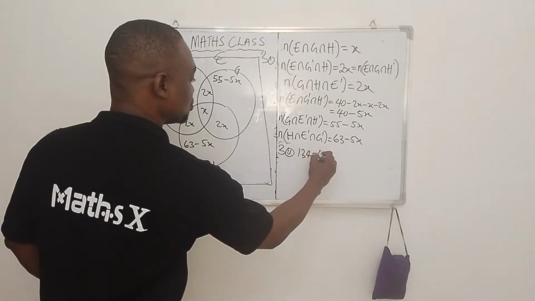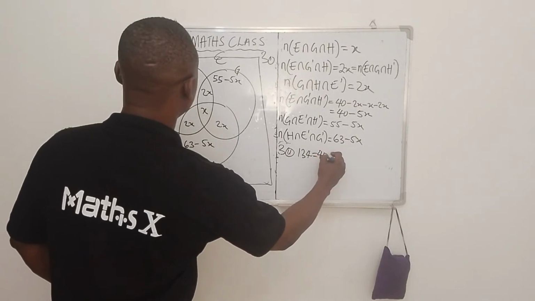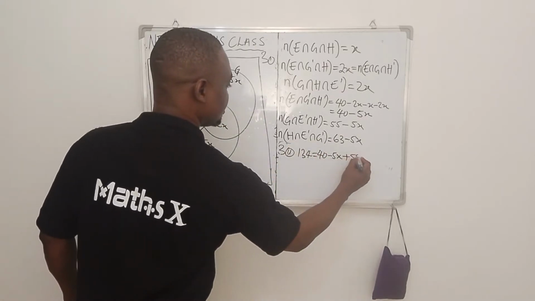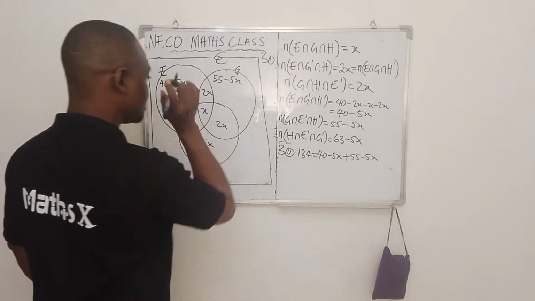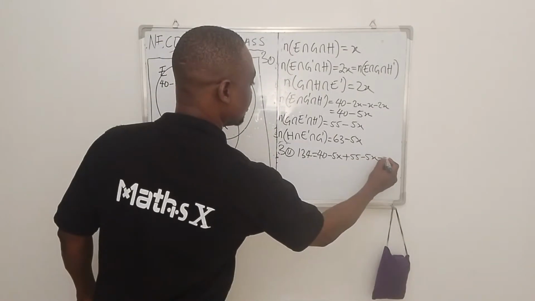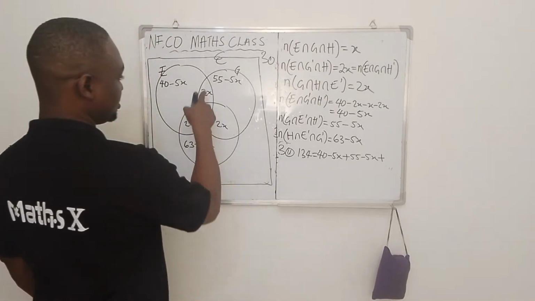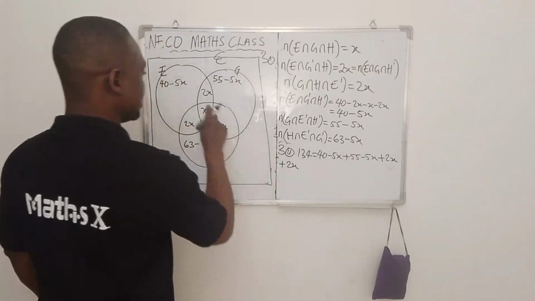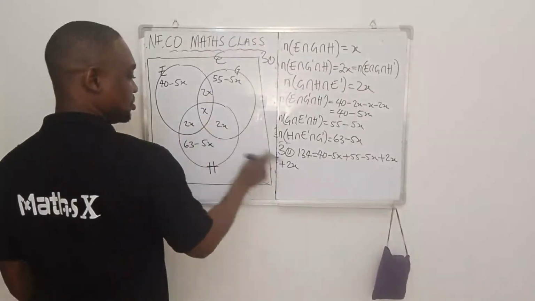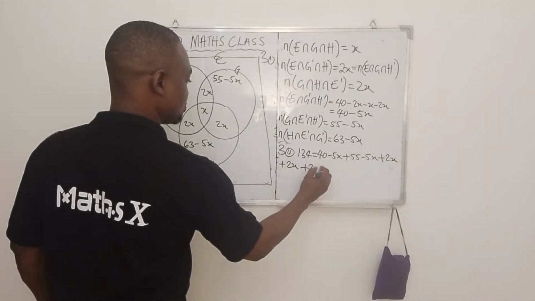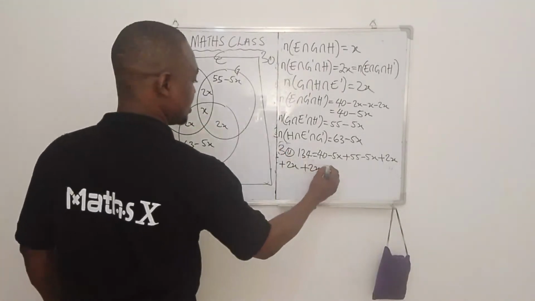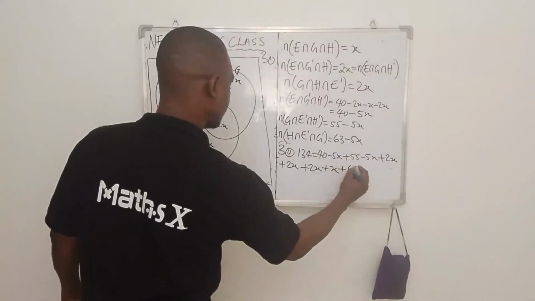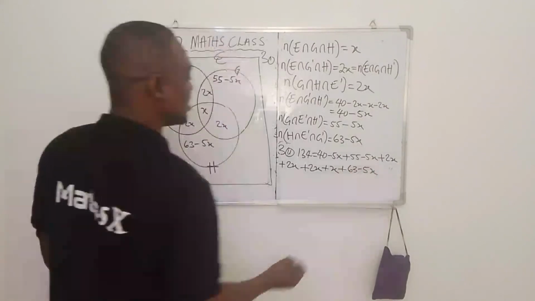I'll start from here. That is 40 minus 5x plus, I'm here, 55 minus 5x, I'm here, plus, okay, let's put in the small ones, x plus 2x as I've done here, then here plus x, then lastly, this, that will be plus 63 minus 5x.